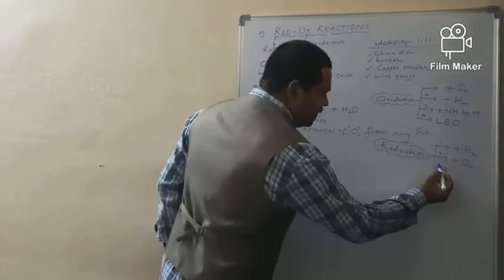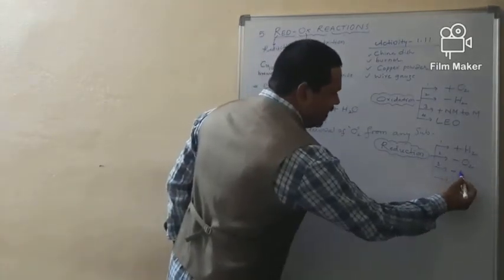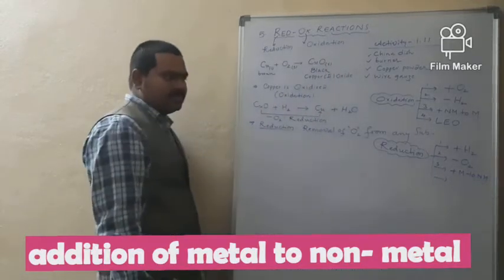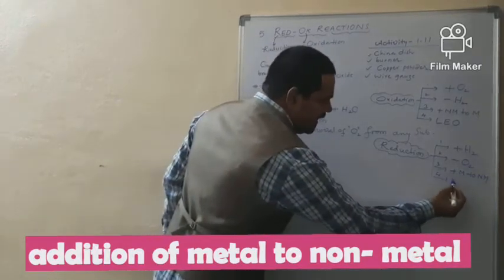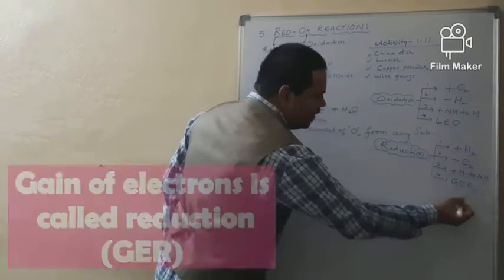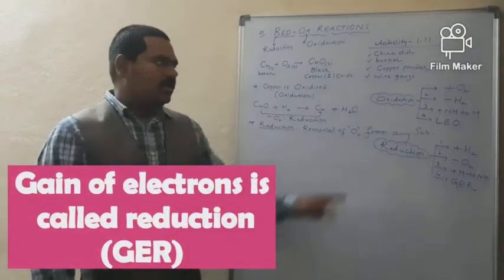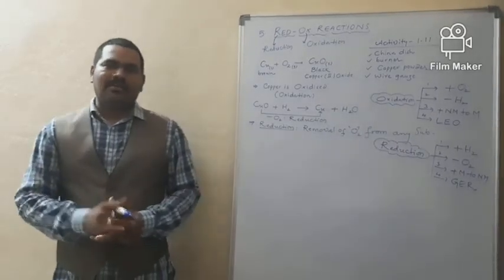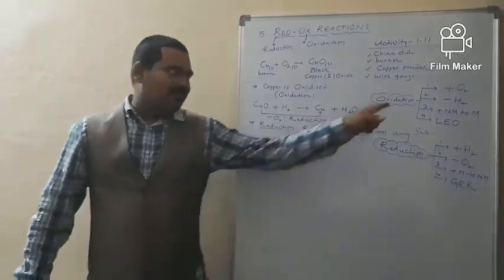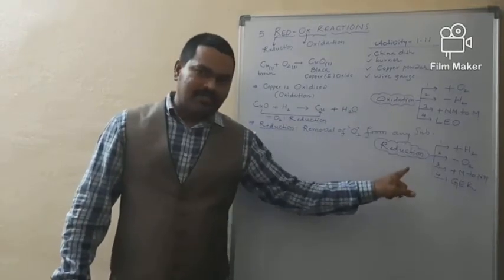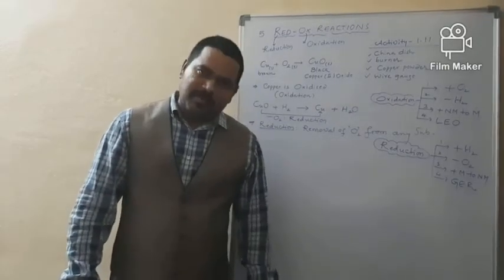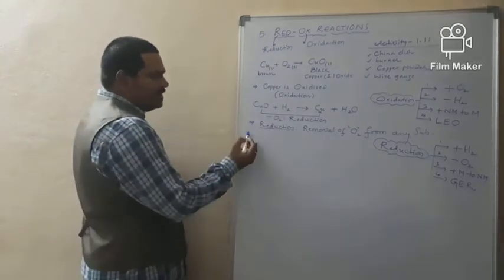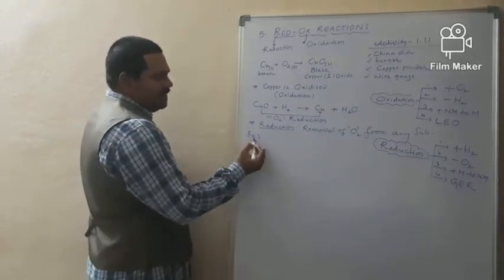And third, on the basis of metals and non-metals, addition of metal to non-metal is a reduction process. And final one is gain of electrons is called reduction. So loss of electrons is called oxidation, gain of electrons is called reduction. So these are the four definitions, and here also four definitions. According to the use and purpose, you have to use any one of the definitions. Now let us discuss more examples here.